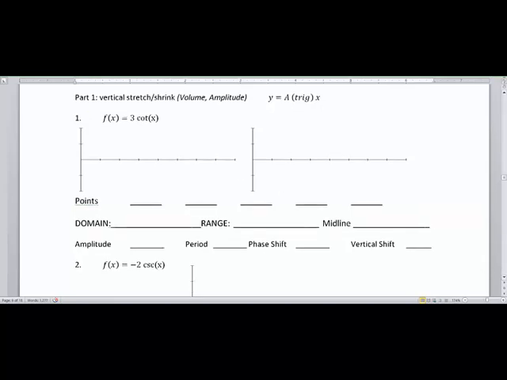Alright, now I made 2 graphs in case you made a mistake on one, but let's put in our asymptote lines. There's an asymptote line here at x equals 0, and there's another asymptote line here at pi, or x equals pi. So I'm going to put that here, x equals pi. And there's going to be another asymptote line here at x equals 2 pi.